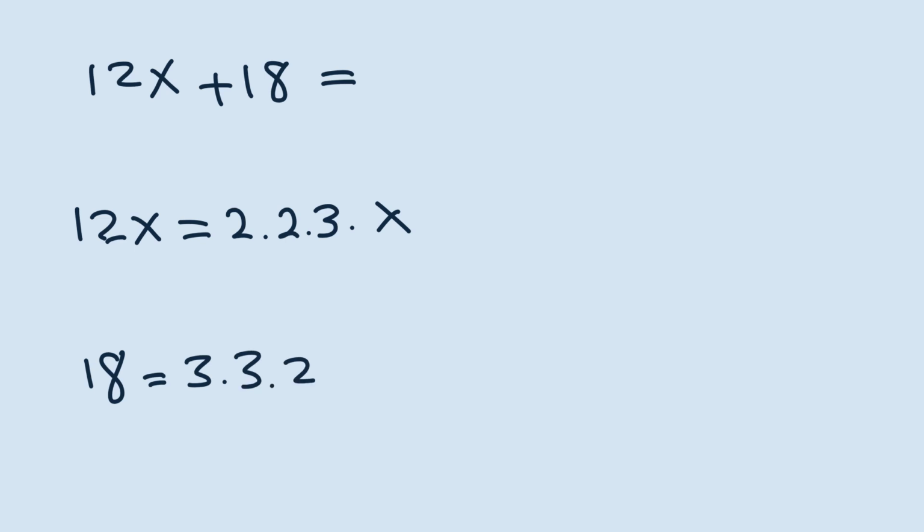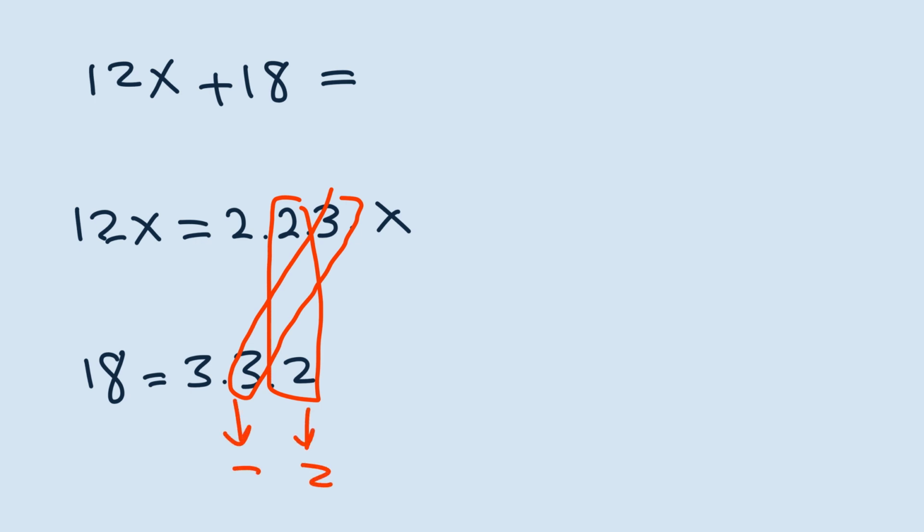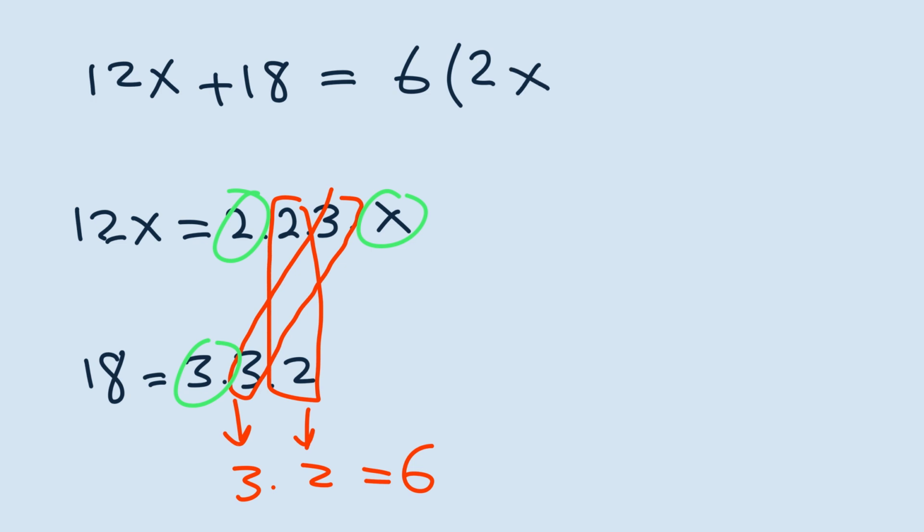From here we can notice that we have 2 as a common factor, and we have 3 as well. So we have 2 and 3. 3 times 2 is 6. So from here we can conclude that 6 is the greatest common factor, and whatever is left here up and down will be written between the parentheses. So we have 2x plus 3, and this is the final answer.